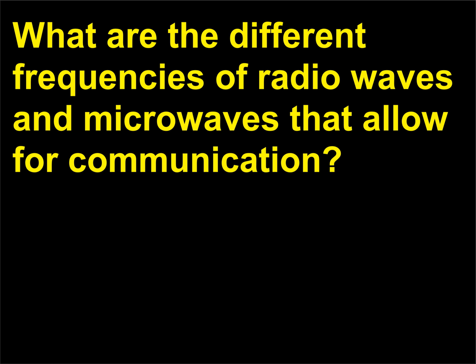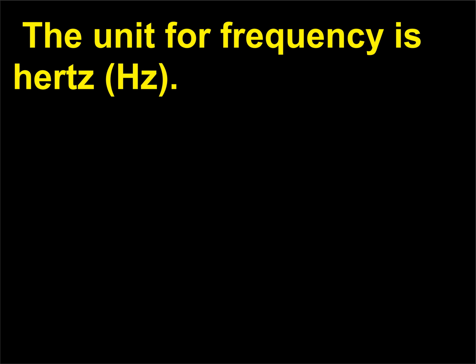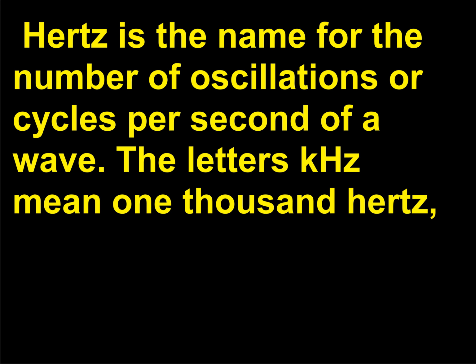What are the different frequencies of radio waves and microwaves that allow for communication? The table below shows the regions of the electromagnetic spectrum and their uses. The unit for frequency is Hertz. Hertz is the name for the number of oscillations or cycles per second of a wave.